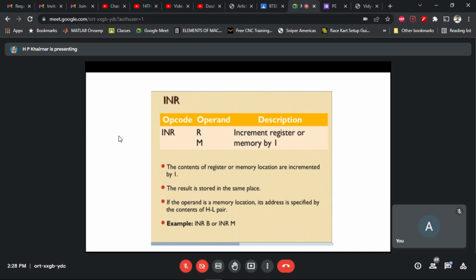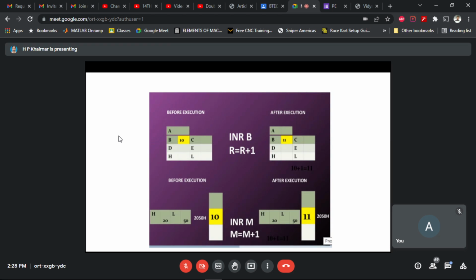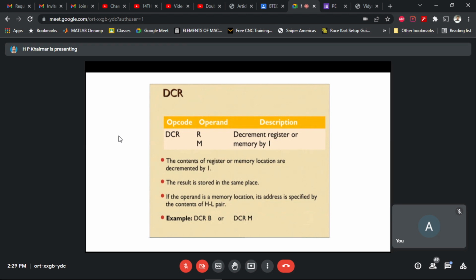You are incrementing the content at a particular memory location. So this is something we can see before execution. Suppose 10 was the content, then you have incremented, so it becomes 11. It will be stored at B because only B you are carrying it out. Then again similarly, some memory location is there, that is 2050. You are incrementing it by 1, so it will get added 1. So this is a simple procedure for incrementing.